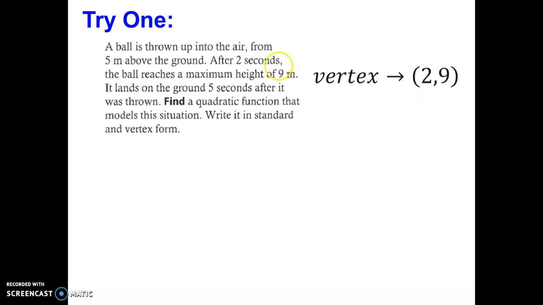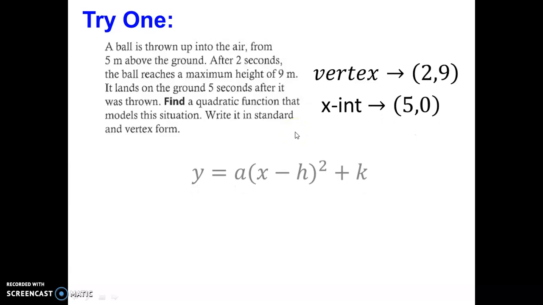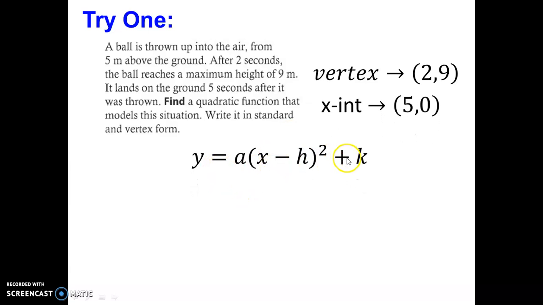Okay, hope you noticed that this one also we were given the vertex, because it says a ball is thrown. After 2 seconds, the ball reaches a maximum height. So imagine a parabola going up and over like that. There's a maximum point. The maximum point is our vertex. So we're given a vertex here. If we're given a vertex, we can go to vertex form. We're also given more information here. It lands on the ground, so the ball lands on the ground 5 seconds later. So that is an x-intercept with an x value of 5 and a y value of 0 because it's now on the ground.